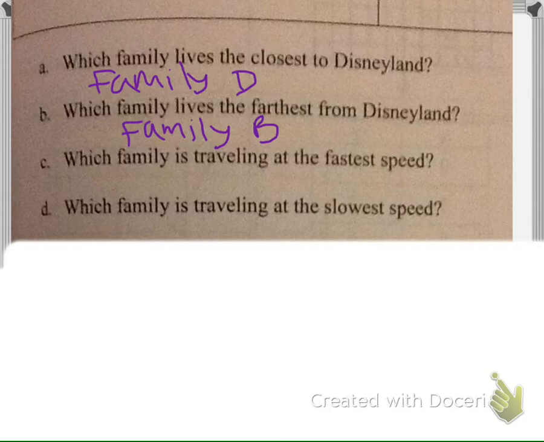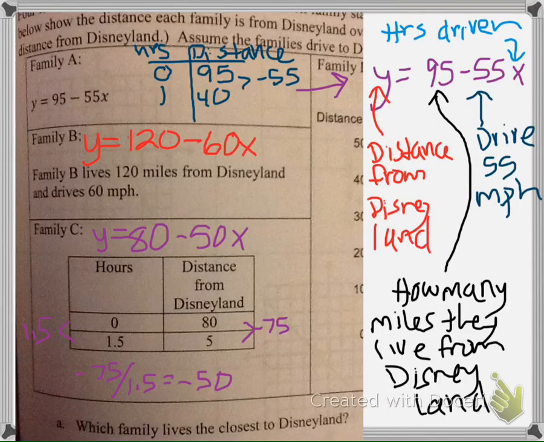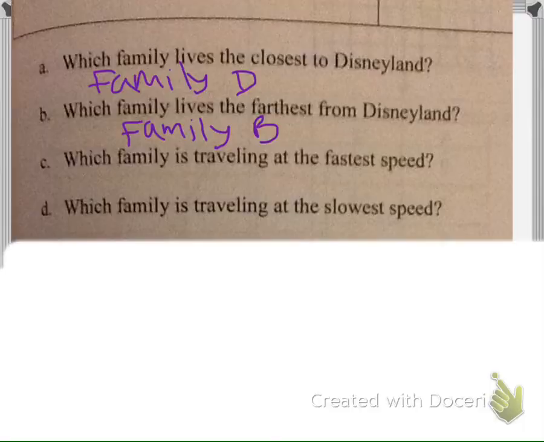Okay, which family is traveling at the fastest speed? So now we're looking at the slope of the equation. They drive 40 miles per hour, 50 miles per hour, 60 miles per hour, and 55 miles per hour. So 60 miles per hour is the fastest, for family B.